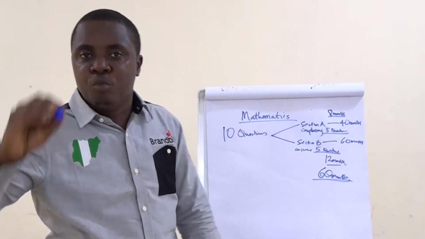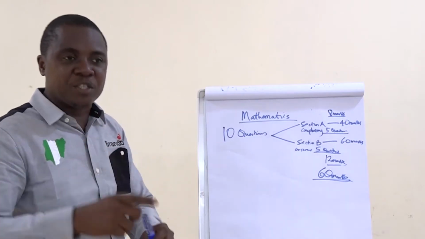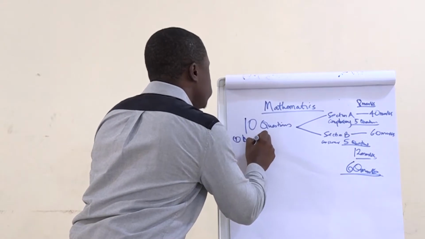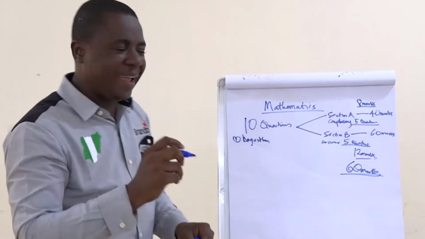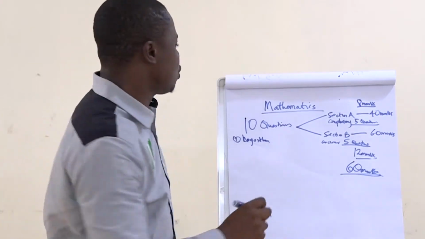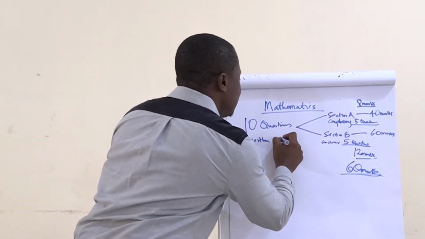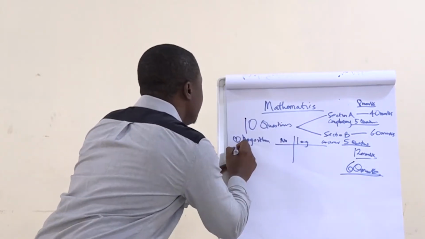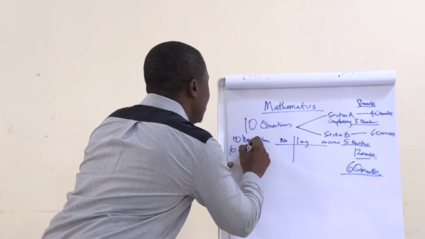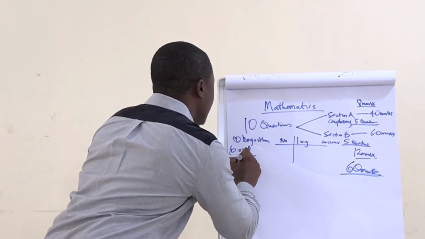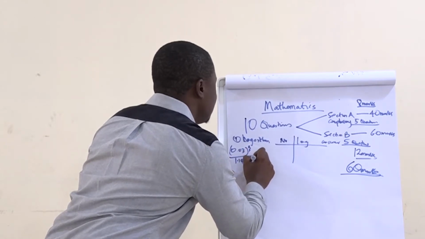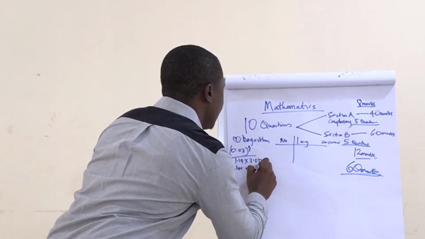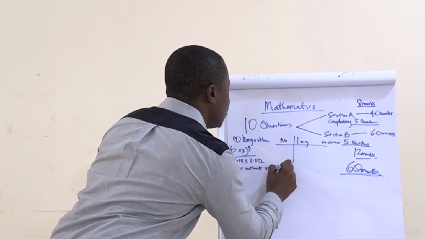Now, 10 topics you must know. Write it down. Number 1, logarithm. Every year, WASSCE must set this question. In SS1, we taught number, logarithm. This must come out. They'll give you something like this: 0.03 raised to the power 1 over 3 divided by 1.14 times 3.012. Solve without using a calculator.